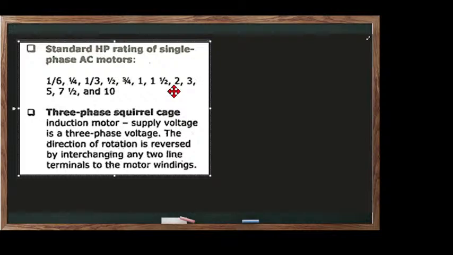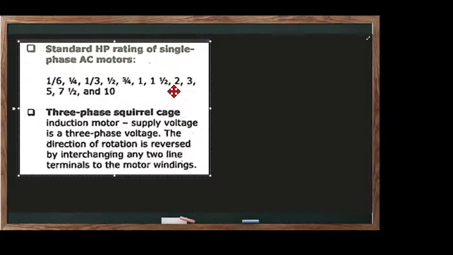Then we have the 3-phase squirrel cage induction motor, no? So the supply of our 3-phase squirrel cage induction motor is 3-phase voltage, no? The direction of rotation is reversed by interchanging any two terminals to the motor winding.